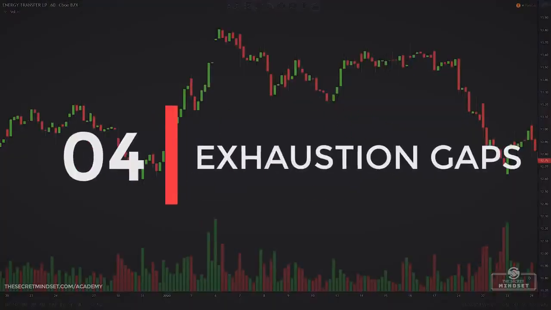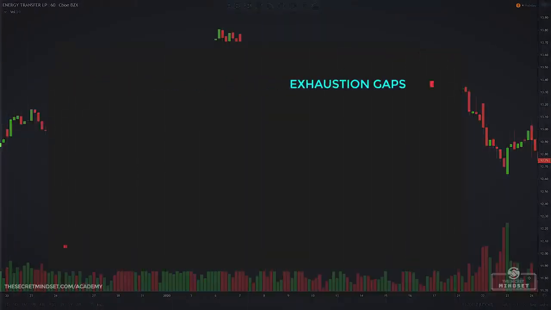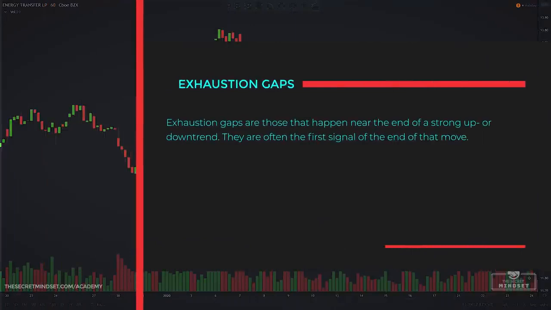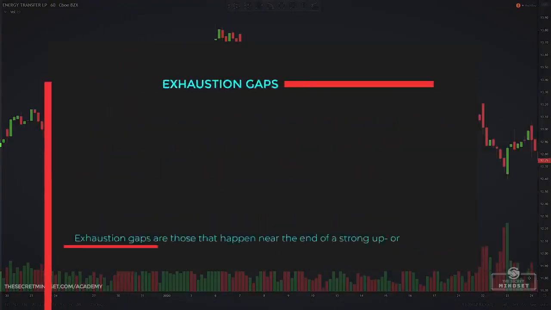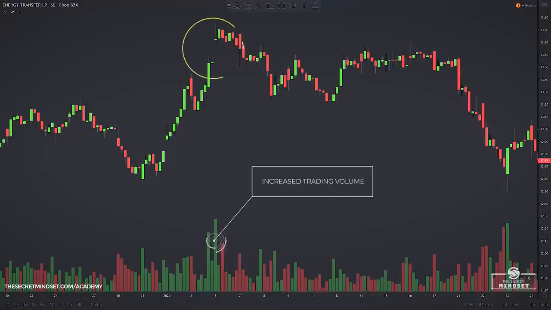Next type, exhaustion gaps. Exhaustion gaps are those that happen near the end of a strong up or down trend. They are often the first signal of the end of that move. They are identified by high volume and the large price difference between the previous day's close and the new opening price. They can easily be mistaken for runaway gaps if you don't notice the exceptionally high volume.